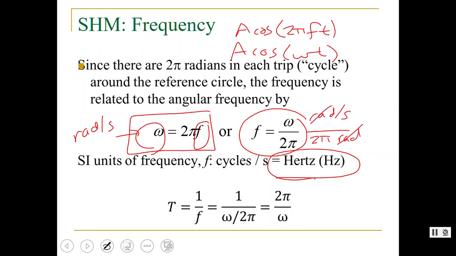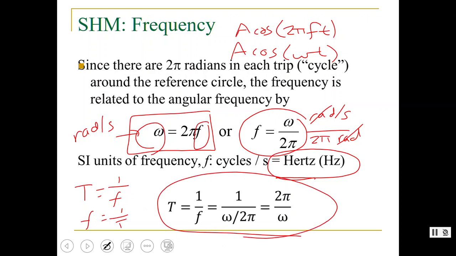Now, the period is 1 over frequency, and your frequency is 1 over period. So you can relate all of those together. The AP formula sheet has a relationship written between period, frequency, and omega. So that's not something you have to memorize. It's on your formula sheet.